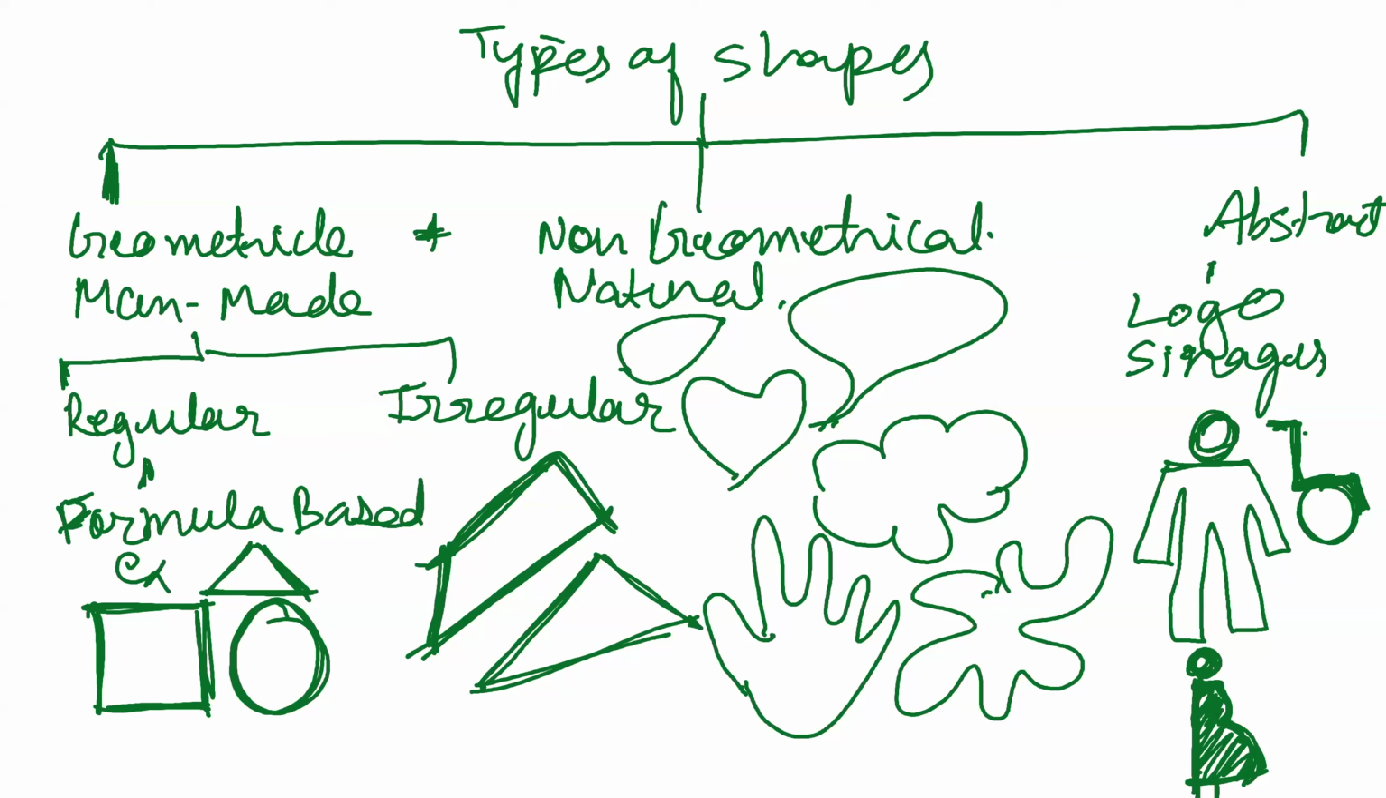Did you understand? Similarly, आप इसमें forms भी लिख लीजिए. Similarly, they are for forms. So forms also, they have got the same categories: geometrical, non-geometrical, and abstract. है ना? If I say चलो cube बनाते हैं, so of course that is formula based and it is going to be a cube. ठीक है? But if I just say let's make it 3D, this is also geometrical, but there's no formula. I just created. ठीक है?